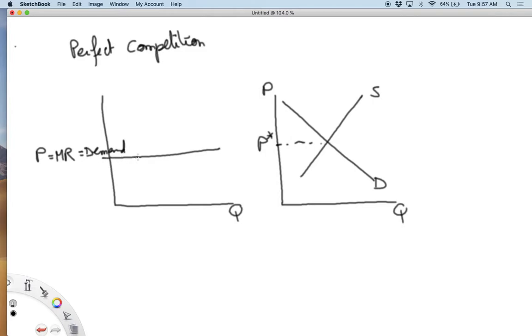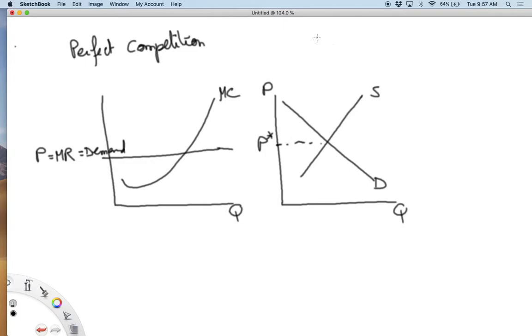Because from their point of view, they can sell as much as they like as long as they match the price of the industry. And that's because they are so small relative to the whole market. So that's the demand they face. They know their marginal cost of production.